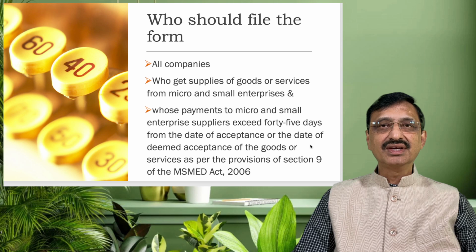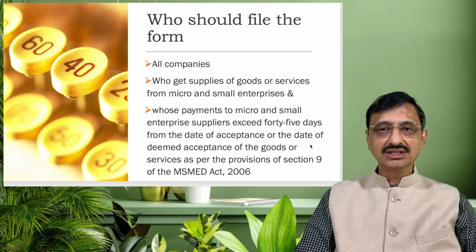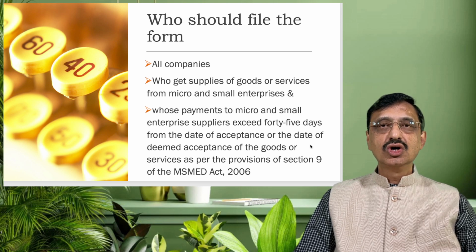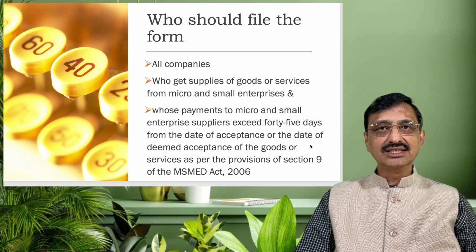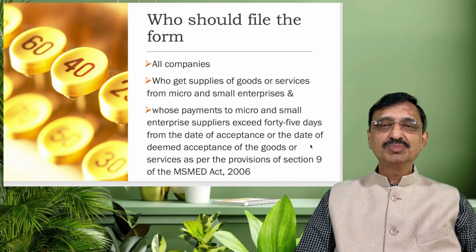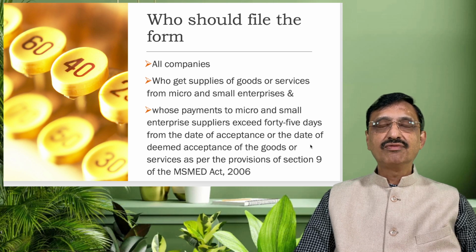What are all those specified companies? All the companies who get supplies of goods or services from micro and small enterprises and whose payments to such micro and small enterprises exceed 45 days from the date of acceptance or the date of deemed acceptance of such a supply of goods or services as per the provisions of Section 9 of the MSMED Act 2006. So, who are all the specified companies who have to file this Form MSME-1?